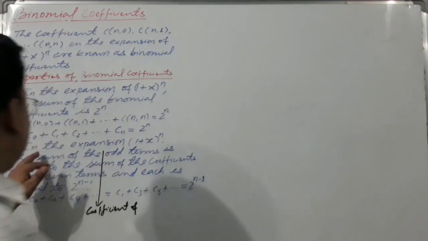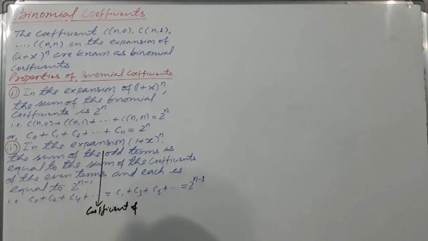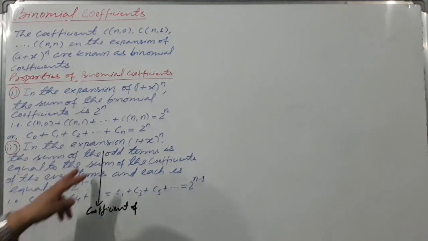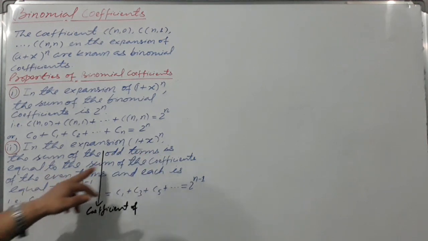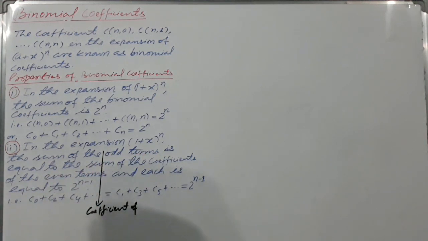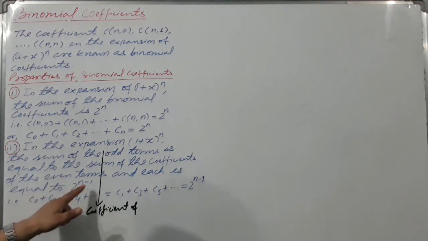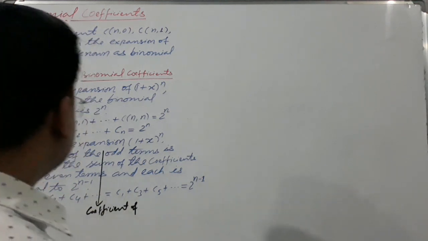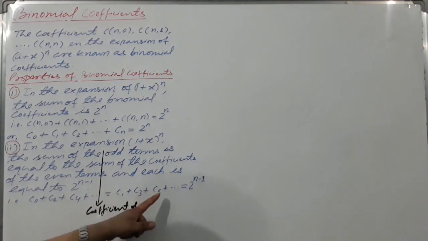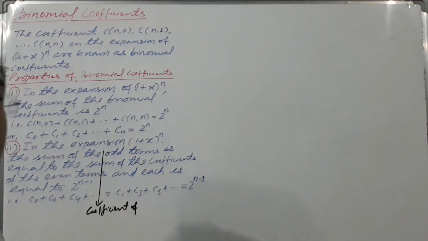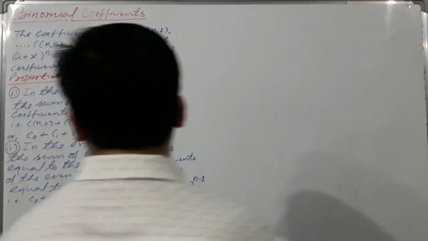In the second, we have to prove that in the expansion of (1 + x)^n, the sum of the coefficients of odd terms is equal to the sum of the coefficients of even terms and is equal to 2^(n-1), that is C0 + C2 + C4 + ... = C1 + C3 + C5 + ... = 2^(n-1). Let's prove.